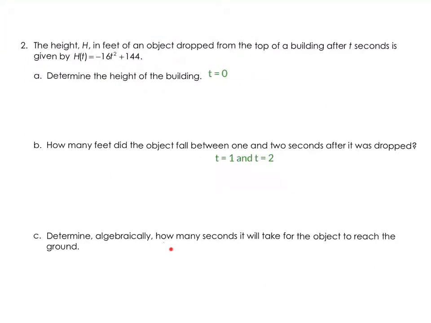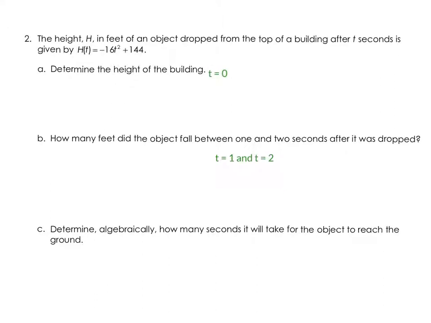Then the last one says determine algebraically how many seconds it will take for the object to reach the ground. Well, we've talked about this in the past. If it's reaching the ground, that means that the height now is 0. So this time I don't know the t value, how many seconds it will take for the object to reach the ground, but I do know that if I'm on the ground, my height is 0. So that means I need to put h of t equal to 0.